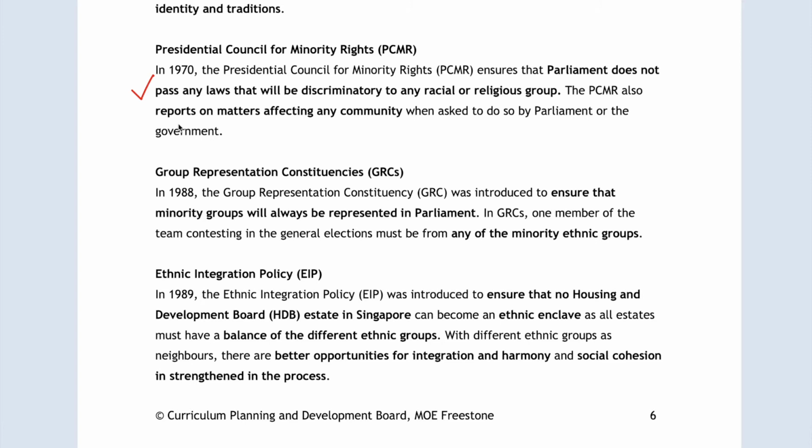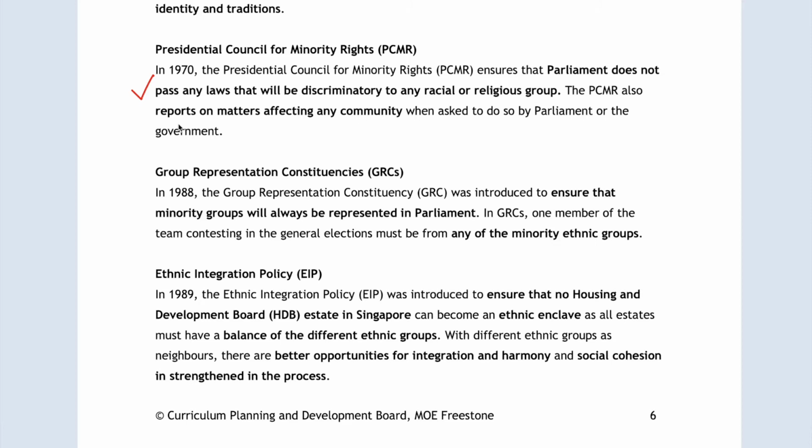GRCs. Now you will have heard this term very frequently when it comes to election time. Some of you might actually be living in a GRC. GRC is a Group Representation Constituency introduced in 1988. If you didn't know, GRCs were introduced to ensure that minority groups will always be represented in Parliament. Apart from a GRC being a 4-5 member group, one of the conditions is that in certain constituencies, at least one member of the team contesting the GE must be from one of the minority ethnic groups.